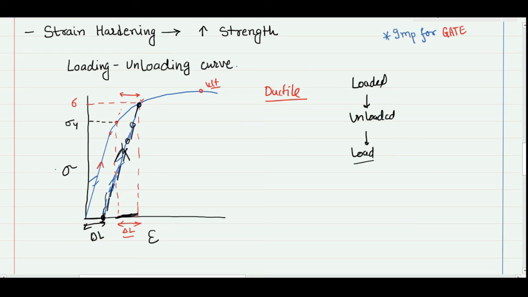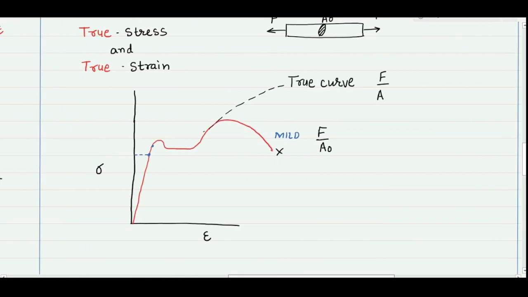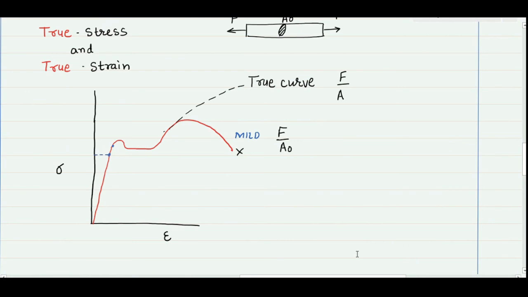So actually what happened in the material is that you have increased the elastic range of your material. Earlier the elastic range was here, but after loading and unloading you have increased the elastic limit, and therefore we say that strain hardening induces an increase in the strength of the material. When you reach this value again, it will follow the same path. So what I want to clarify is that during the strain hardening process your strength increases.